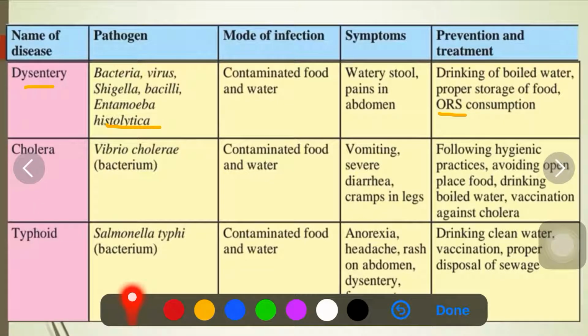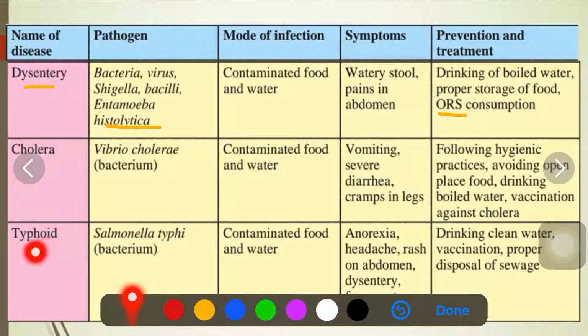Next disease is cholera. It is caused by Vibrio cholerae, one kind of bacteria. This can be spread by contaminated food and water. Symptoms may be vomiting, severe diarrhea, and cramps in legs. This can be prevented by following hygienic practices, avoiding open place food, drinking boiled water, and vaccination against cholera.